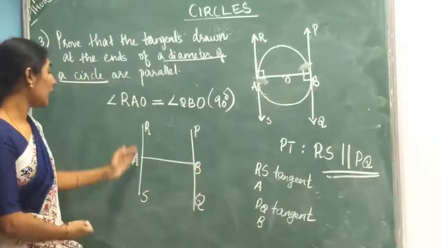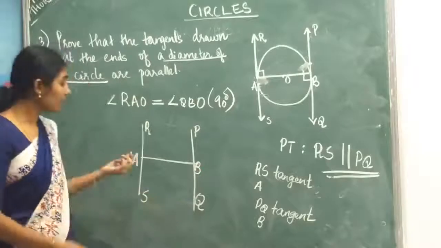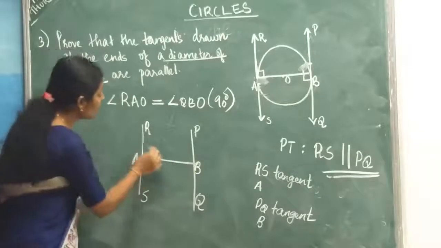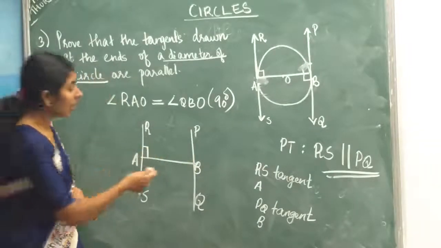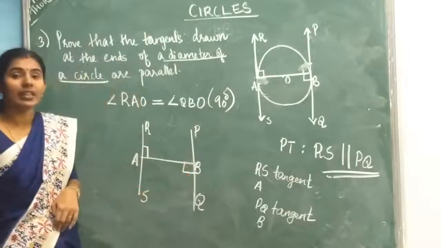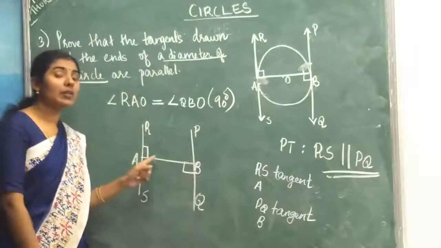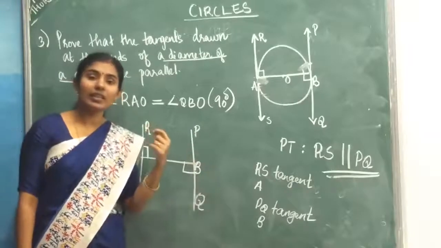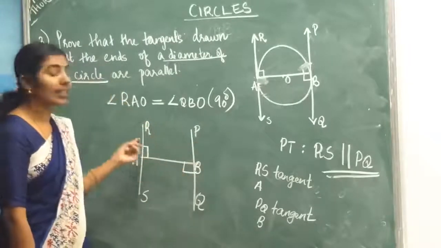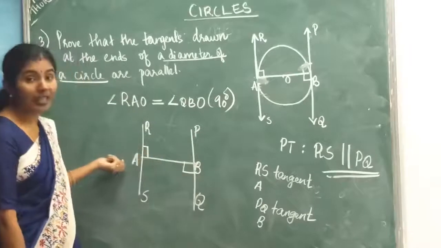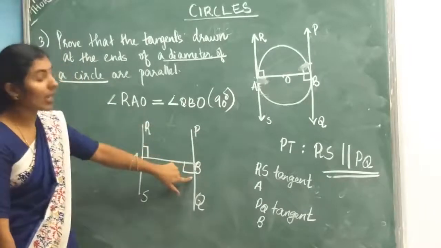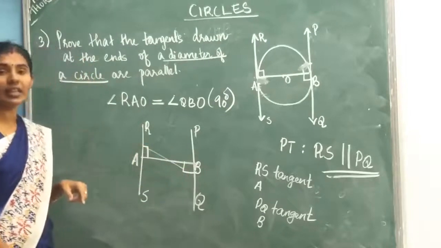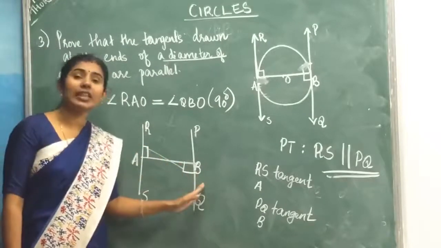Again you see, RS and PQ are two lines intersected by the transversal AB, and we are getting this angle is 90 degrees and this one also 90 degrees. So these types of angles we give one name. What is that? Alternate interior angles, isn't it? These two lines are intersected by a transversal AB and these two angles are equal. So these types of angles we call alternate interior angles.